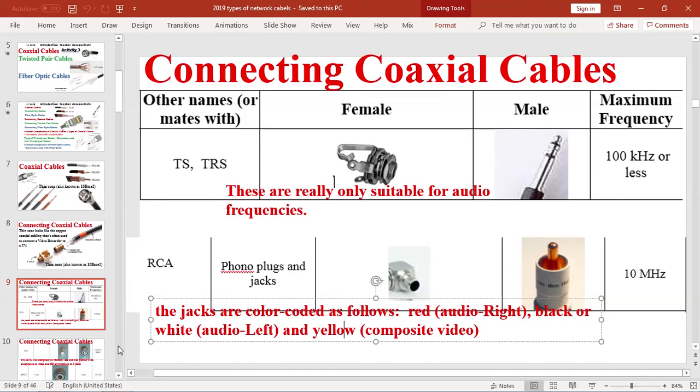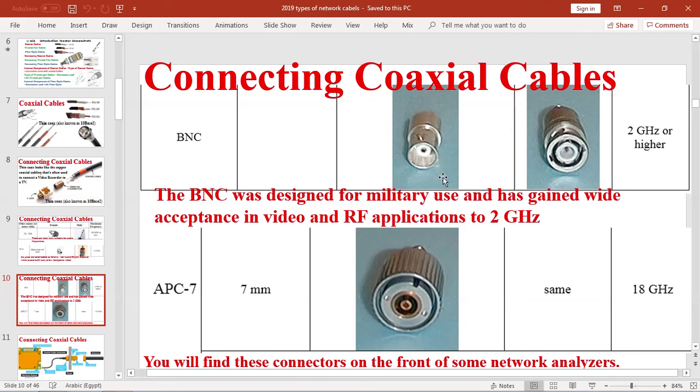Another type is BNC. Its frequency is about 2 gigahertz or higher, and this is the male, and this is the jack, and this is the plug in the device. This is the male or the jack connected to the cable. And BNC connected coaxial cables are used in military usage.